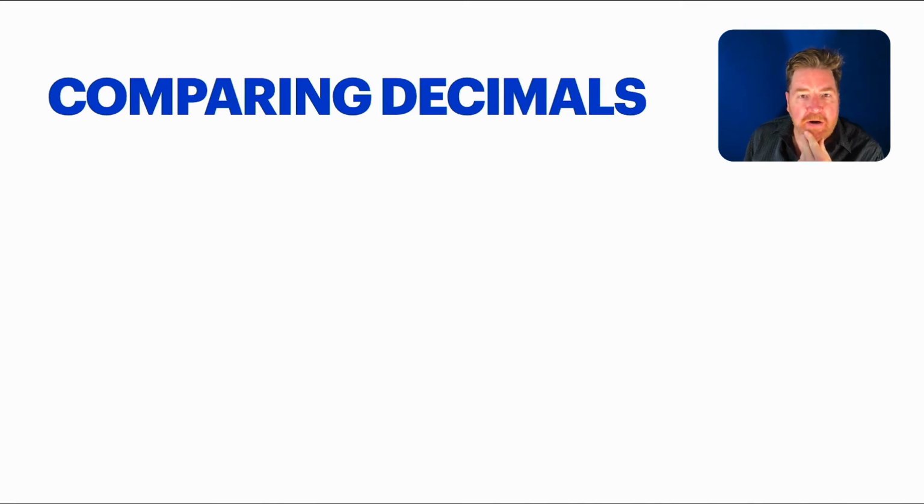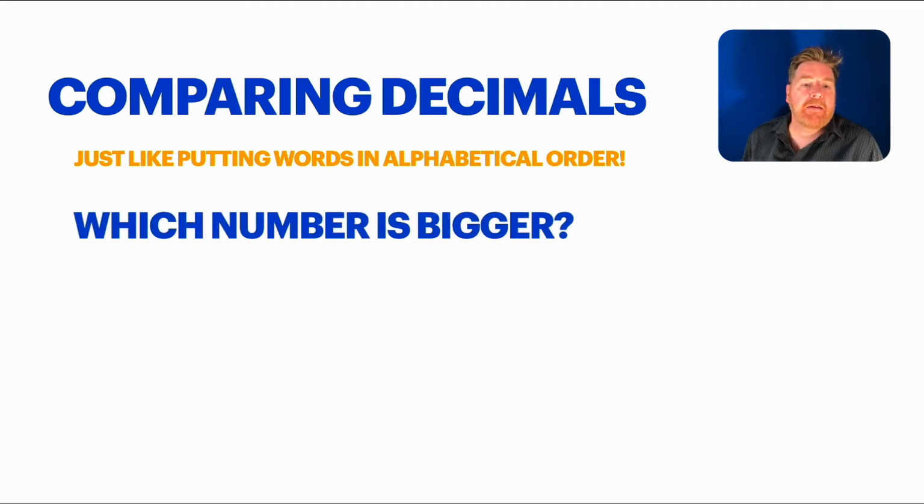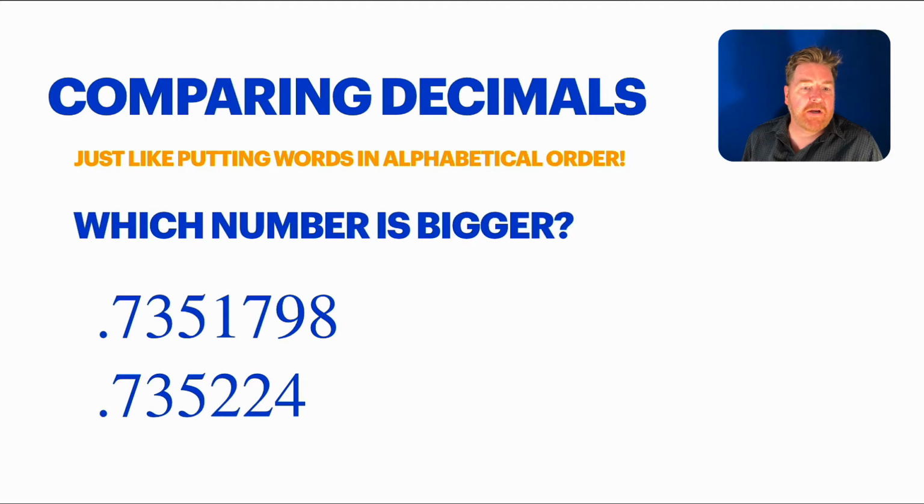Let's turn to comparing decimals, which turns out to be super easy. It's kind of like putting words in alphabetical order, if you remember doing that way back when. You just line them up. You line up the decimal points, and you just start going left to right, and that's how you tell which is bigger. So notice, here's 2 numbers, and you're wondering which one is bigger. Now, I'll tell you what, the top one is certainly longer, but let's see if that matters or not.